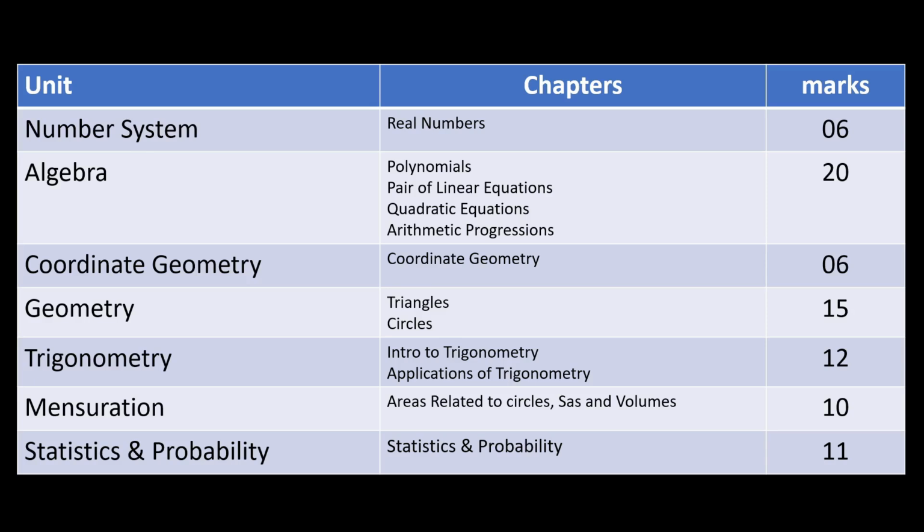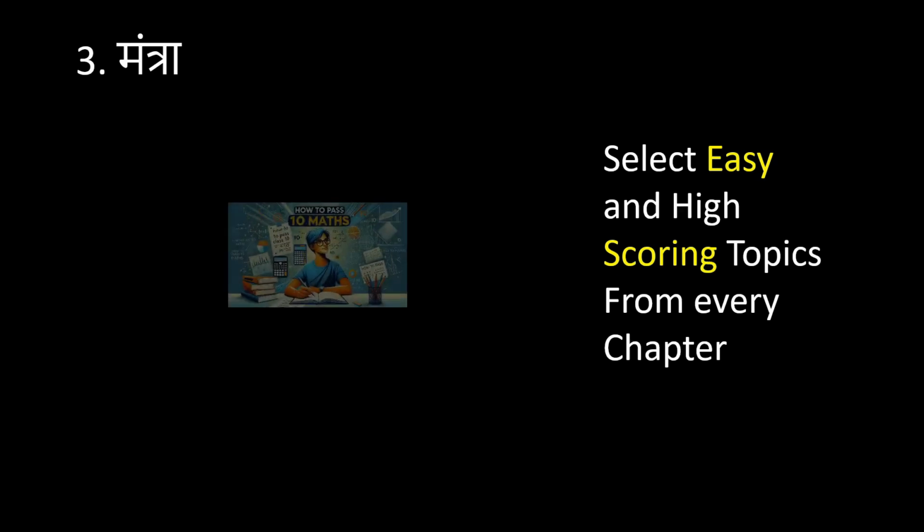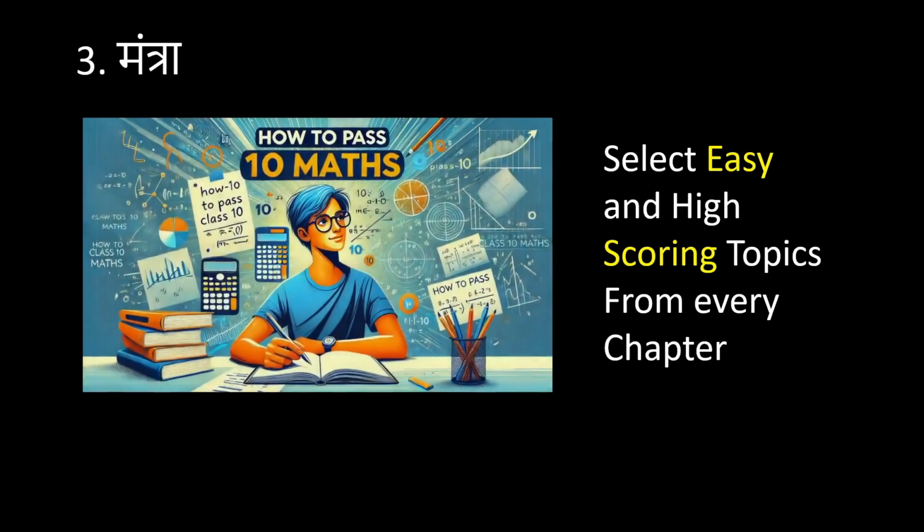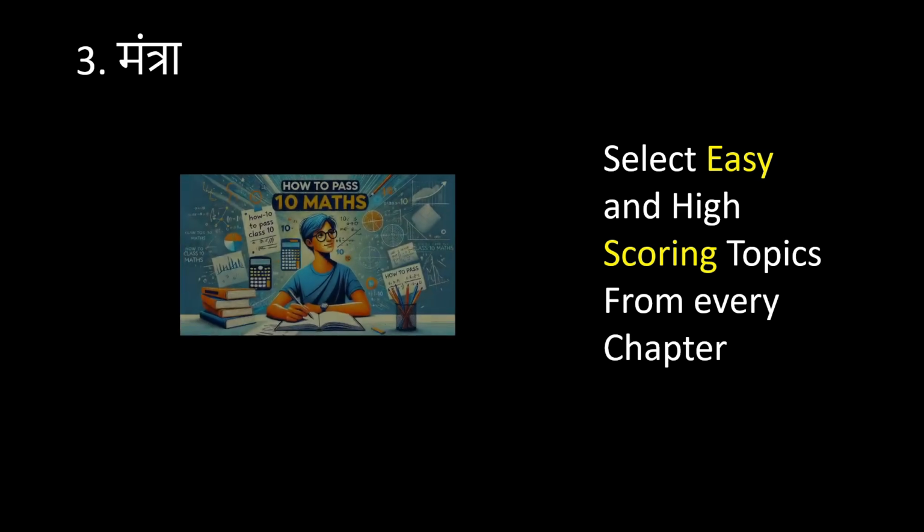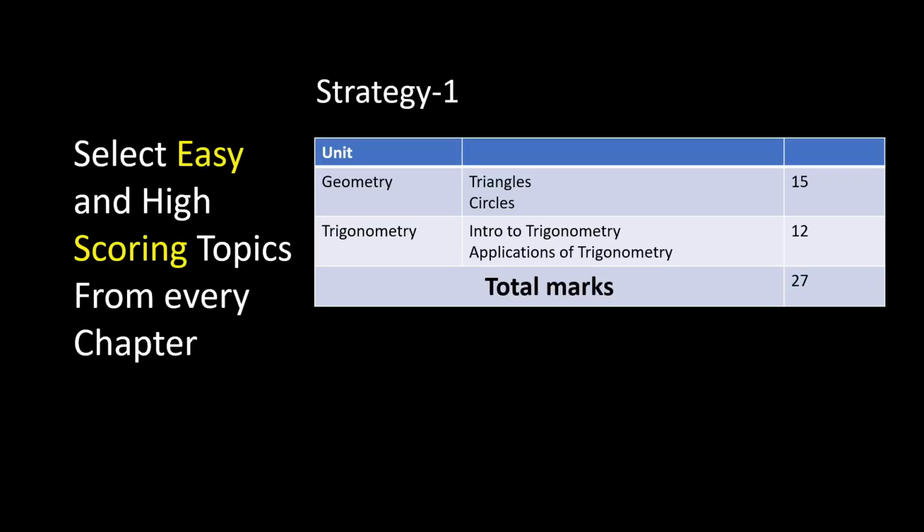For that, first of all, you have to look at your blueprint. You have to look at the blueprint of class 10th mathematics. You can see here on the screen, these are the different chapters from different topics and their marks weightage also as per the CBSE 2025 examination pattern. So this blueprint is really going to help you to select easy and high scoring topics from every chapter. How? Let us see. Let us now look at different strategies to score minimum pass marks.